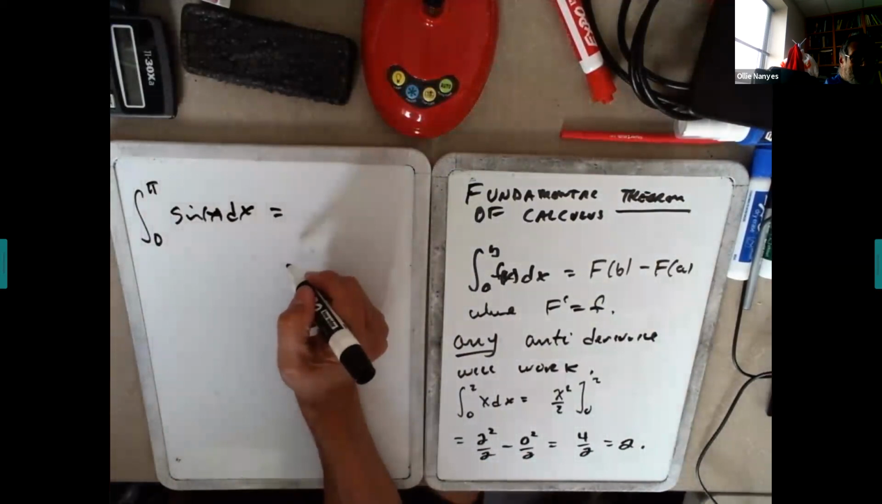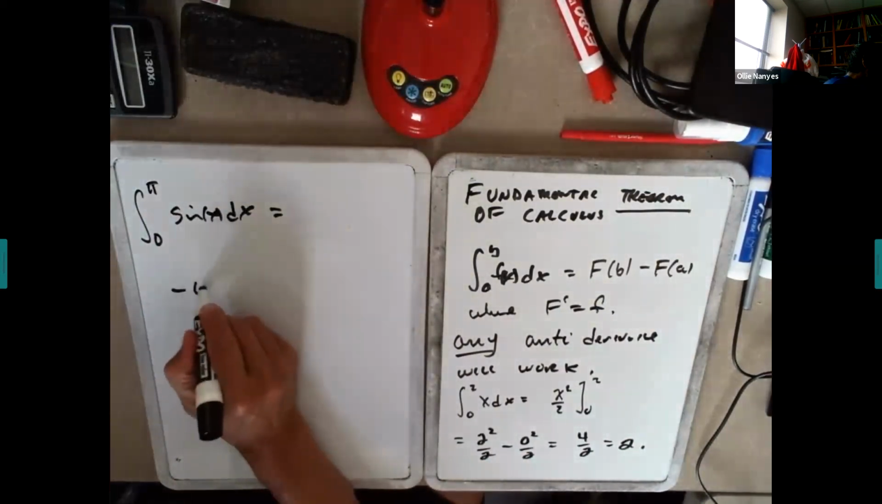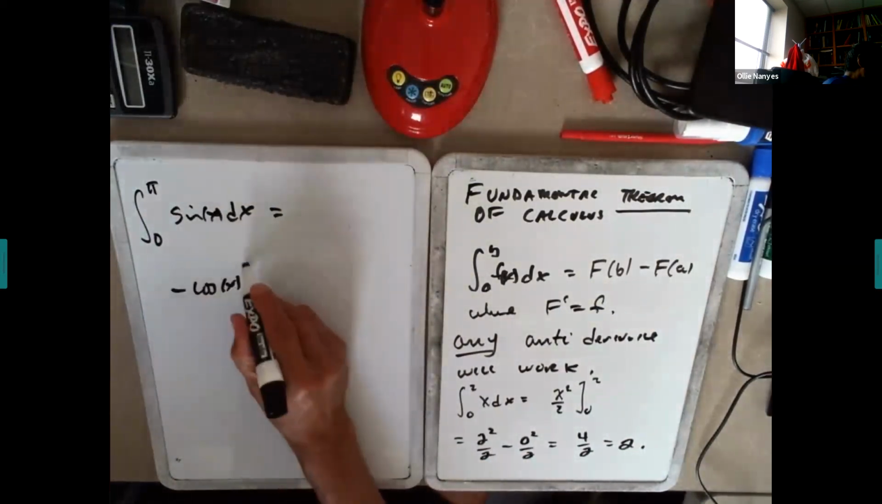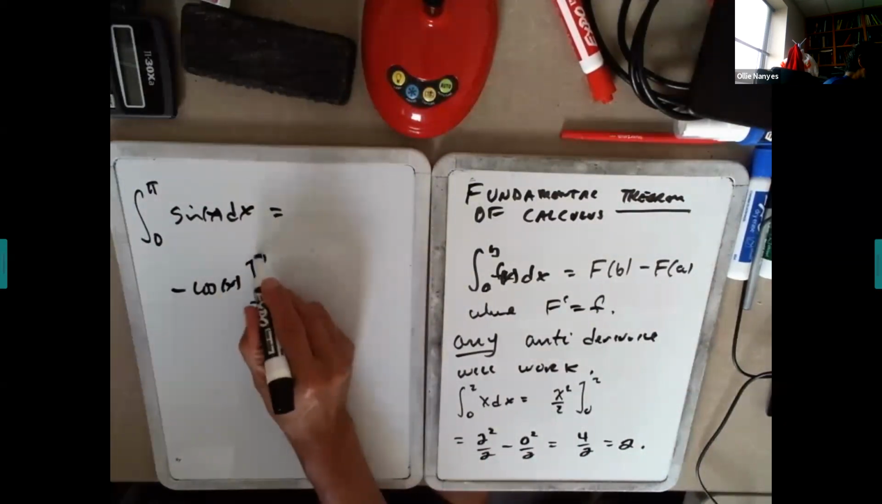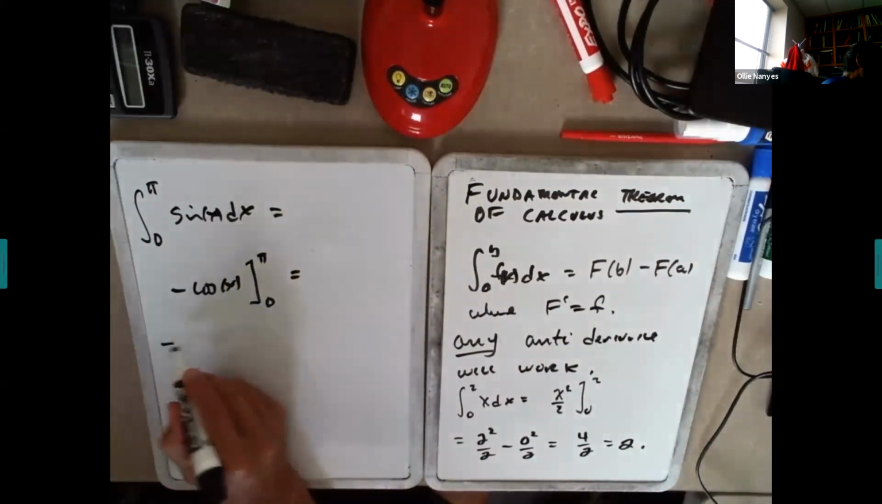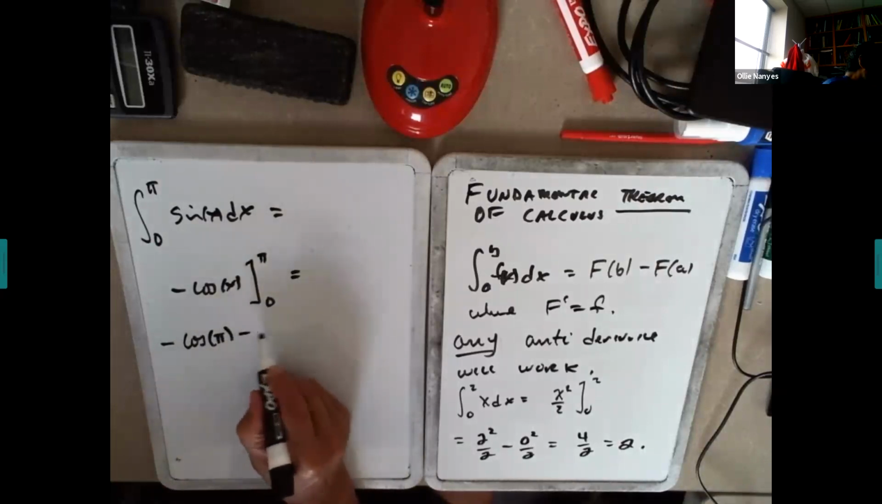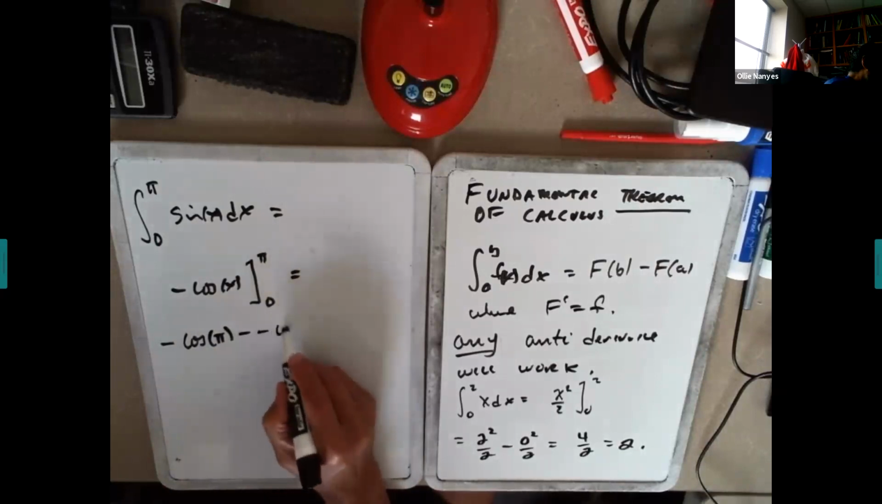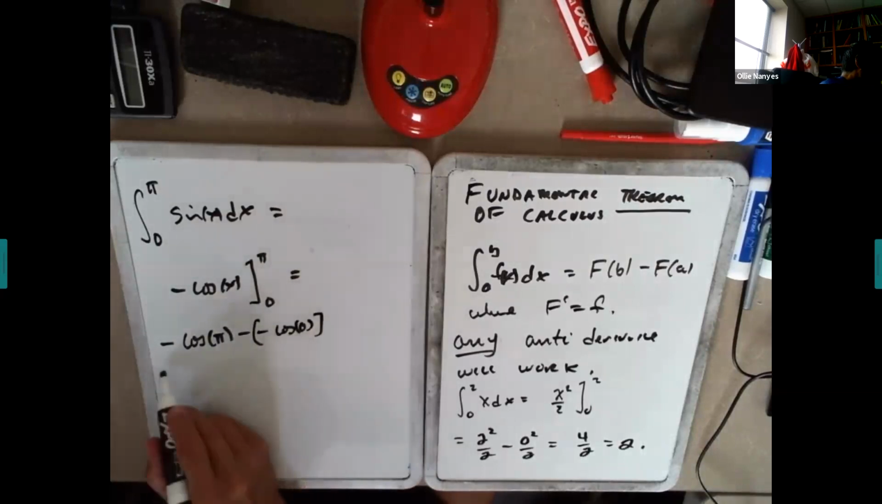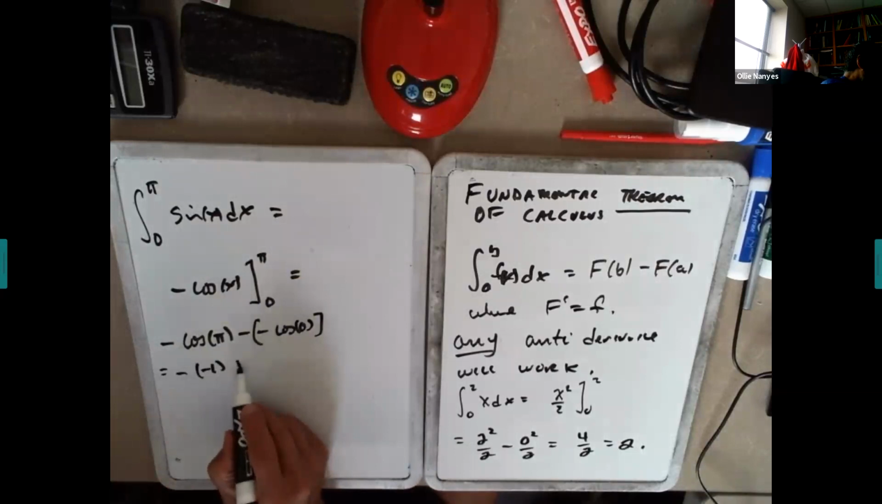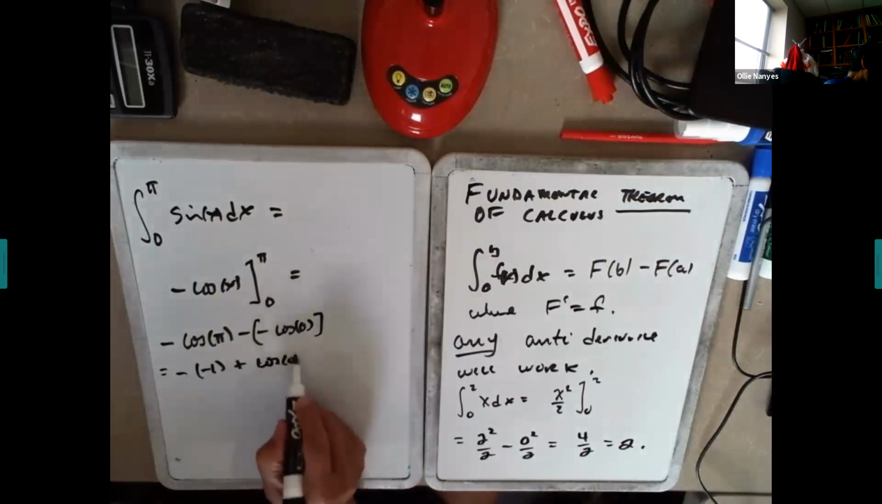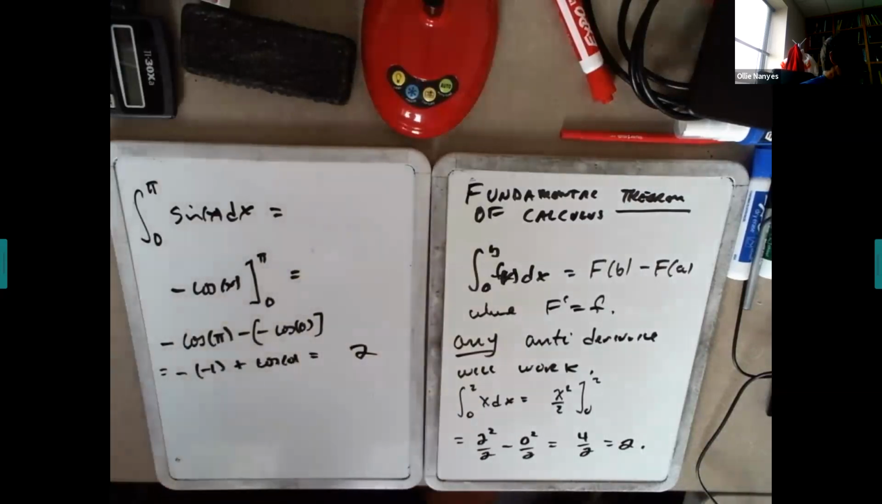Now let's see what that is. The antiderivative of sine is negative cosine. And let's evaluate between 0 and pi. We have minus cosine pi minus a minus cosine of 0. Parentheses help here. That's minus (-1). Minus a minus is a plus. Cosine of 0 is a positive 1. That works out to 2.